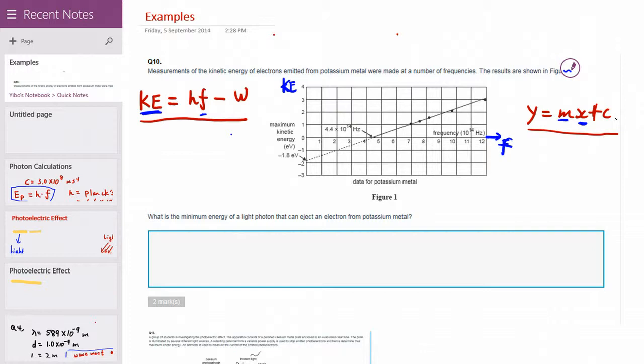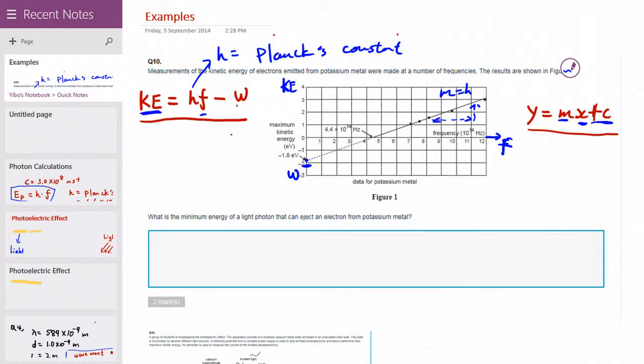m is the gradient, and in this case, the gradient is your h, which is Planck's constant. So the gradient of this graph must be Planck's constant. And the y-intercept, c, is basically the work function. So the y-intercept here is basically the work function.